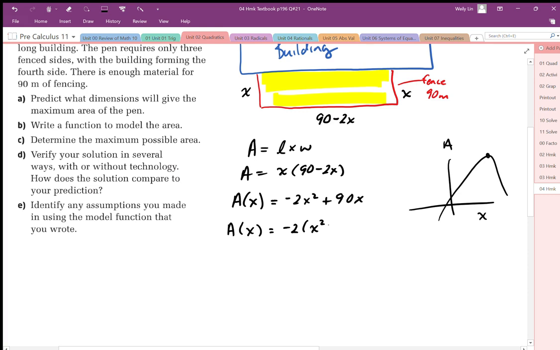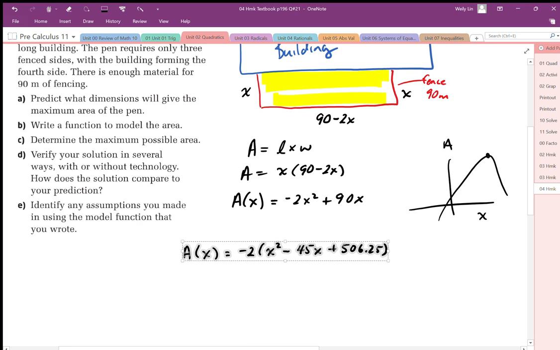So I'm going to end up with x squared minus 45x when I factor that out, plus half of 45 squared, which is 22.5 squared. That gives me 506.25. Now I have to balance that off because I've completed the square but I haven't balanced this equation. So I've added negative 2 groups of that, so I'm going to times that by 2 and add 1012.5 to this side to balance the equation.